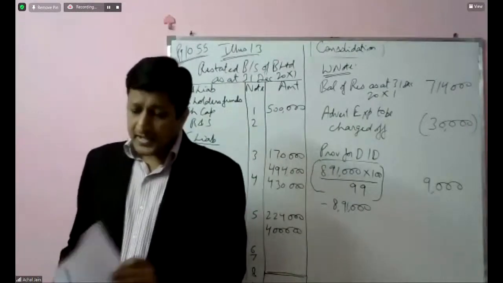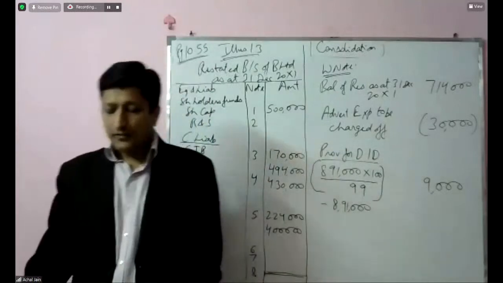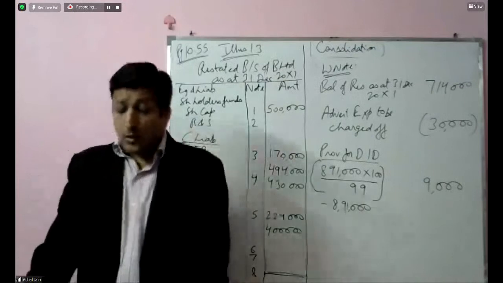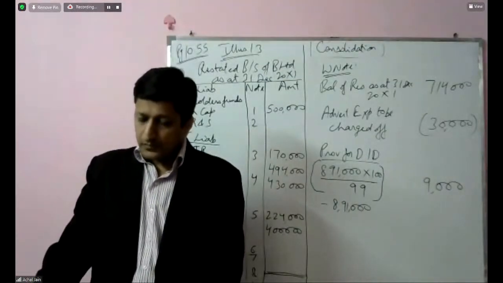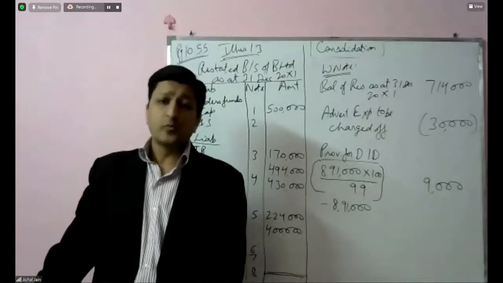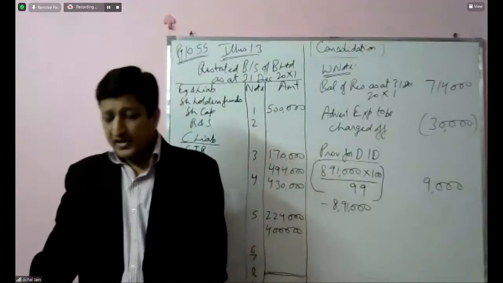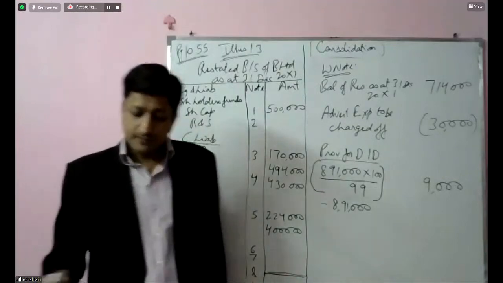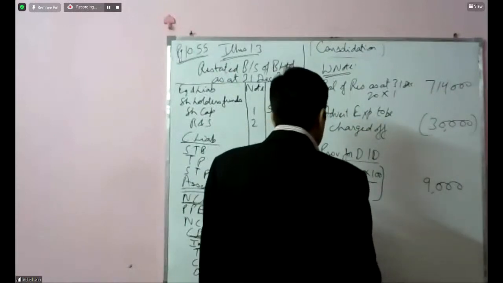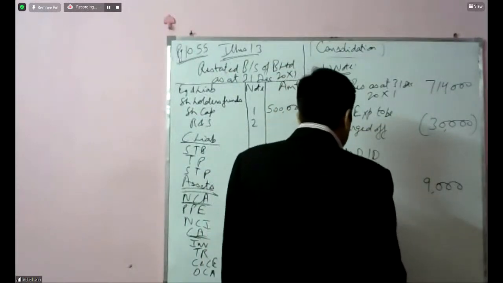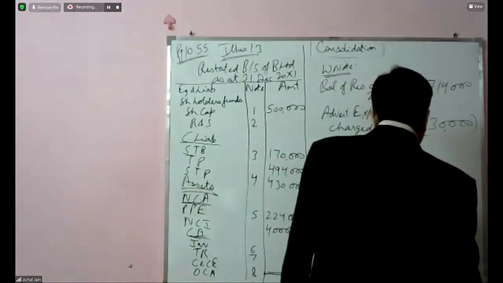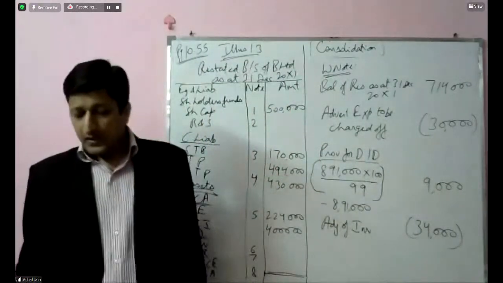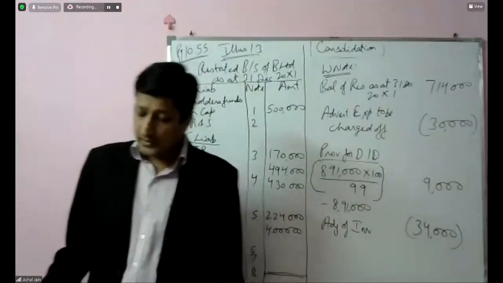Next adjustment is in respect of inventory. Now the opening inventory is required to be reduced by 12,000 and the closing inventory is required to be reduced by 34,000 to align the accounting policy. So the adjustment of inventory, 34,000, needs to be reduced.